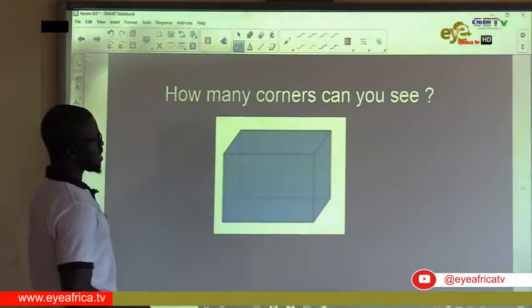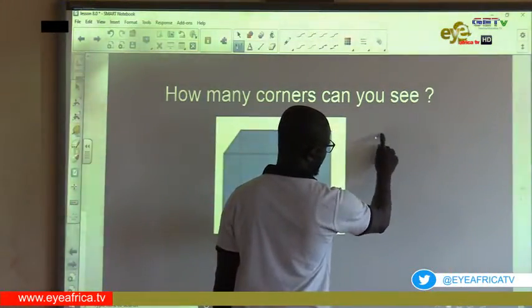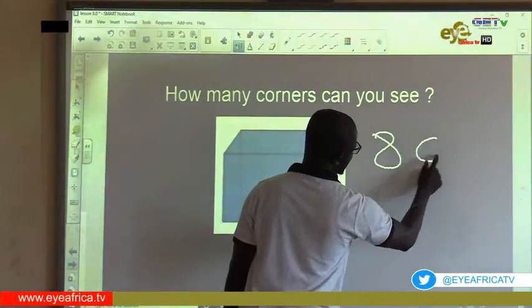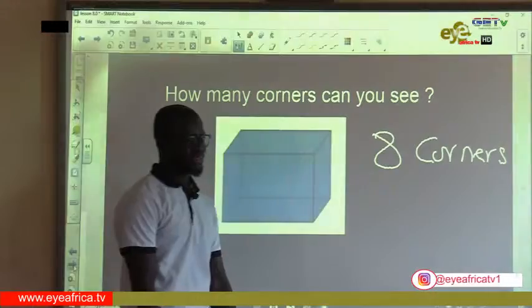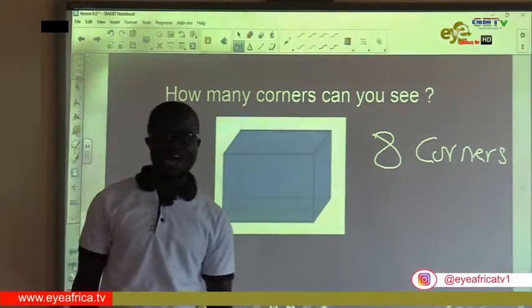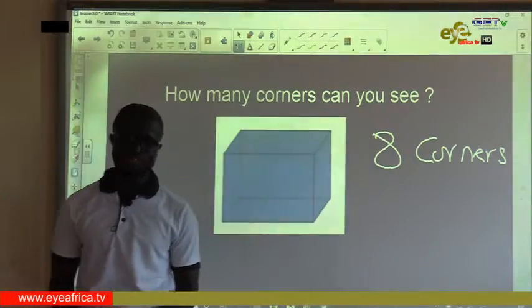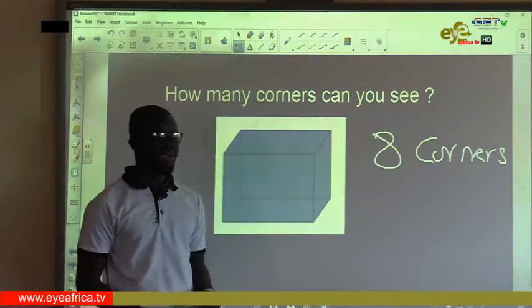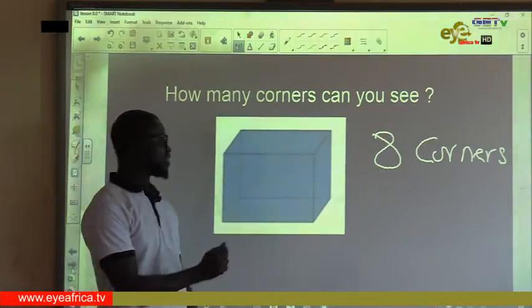The correct answer is, it has 8 corners. So the cuboid has 8 corners. I hope you will take it from there. Now let's move to the next slide.